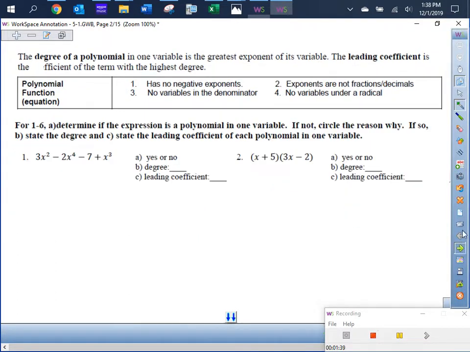So that's a little bit of warm up here. In 1 through 6, they want to know if this expression is a polynomial in one variable. If not, circle the reason why. If so, state the degree and state the leading coefficient.